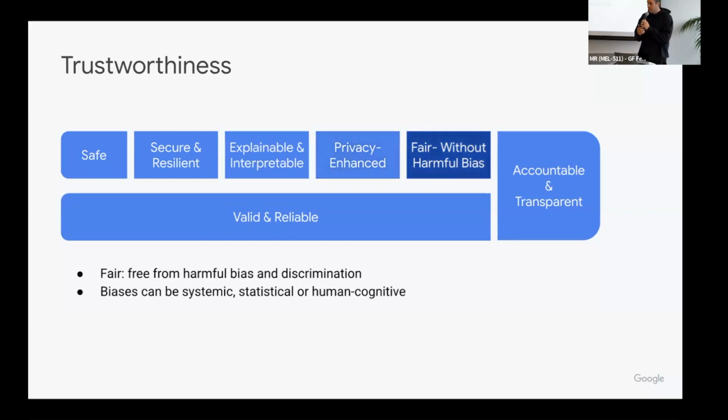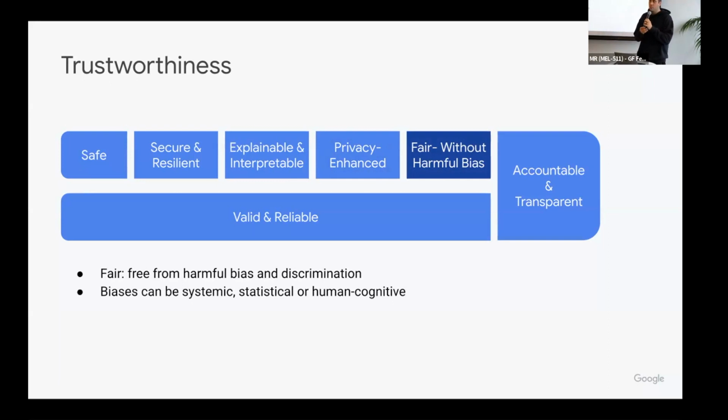And then fairness. There's many ways in which this can be described. In this case, I like to describe fairness as free from harmful bias and discrimination. Bias comes in 3 different flavors. It can be systemic, if it's fully pervasive. It can be statistical, if it's the result of something like a sampling bias.